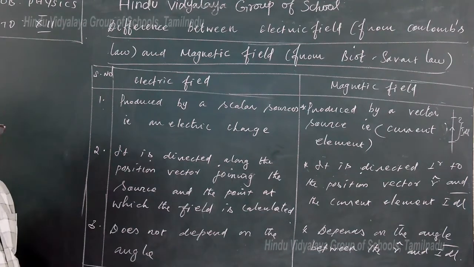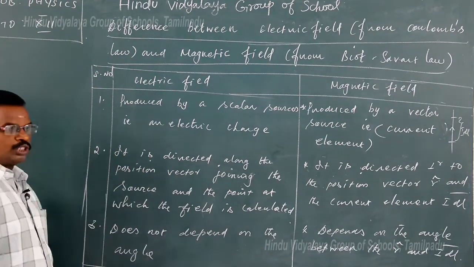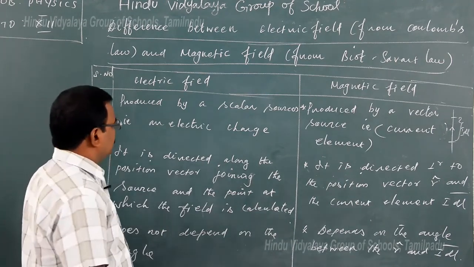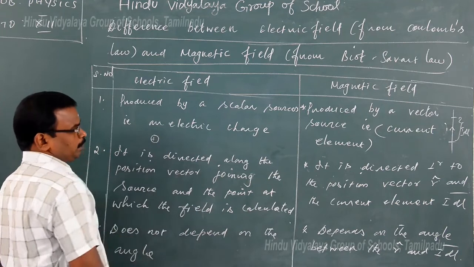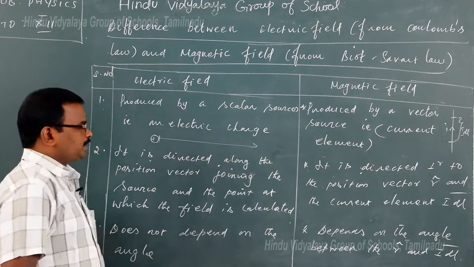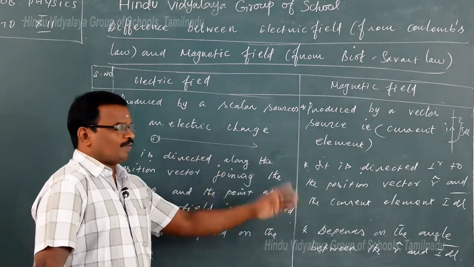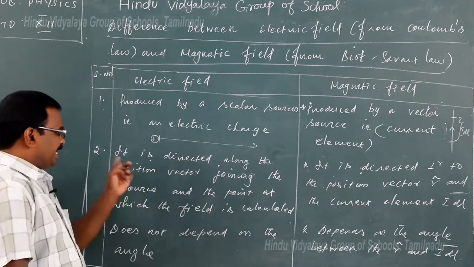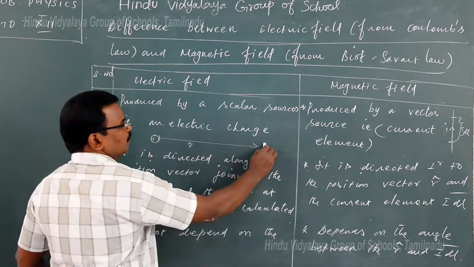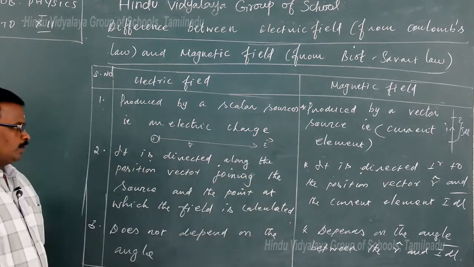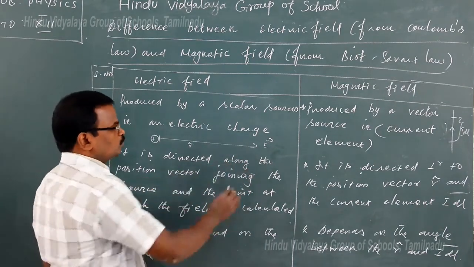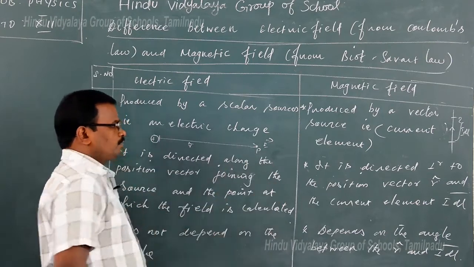charge. Very important point. And the second point is, it is directed along the position vector joining the source and the point at which the field is calculated. That means, if it is a positive charge, the electric field should move like this only. Electric field here is 100%. When we move, the electric field decreases step by step. That is directed along this position vector. This is the position vector r. The position vector joins the source and the point at which the field is calculated. At this point only we have to calculate it, at P.